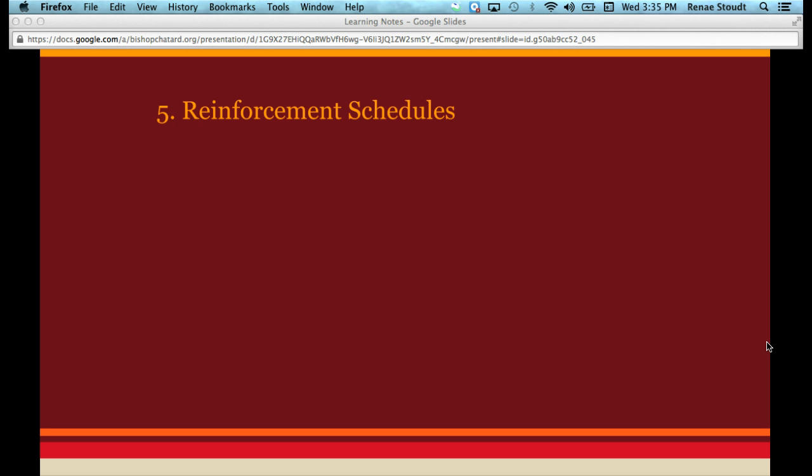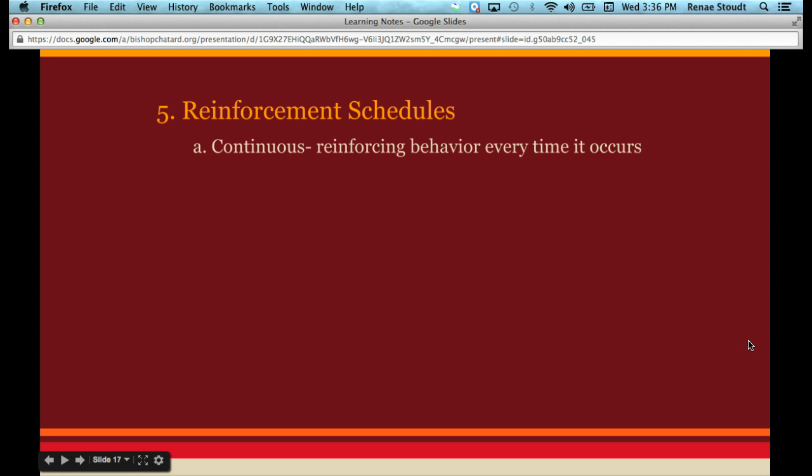In video one, we talked about different types of reinforcement. When you are reinforcing behavior, you have to look at how often you are reinforcing behavior. So that's what we mean by reinforcement schedules. So you could potentially be reinforcing continuously. Continuous reinforcement is reinforcing every single time the behavior happens. Every time you go and take notes, I am going to give you a starburst. That's continuous reinforcement.